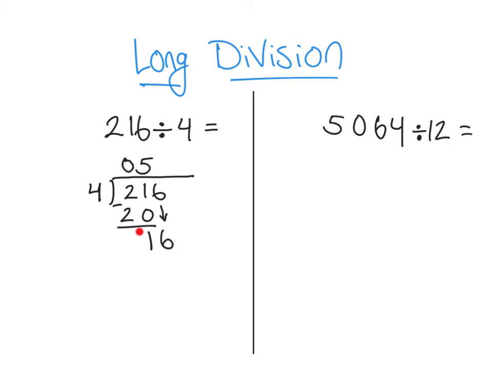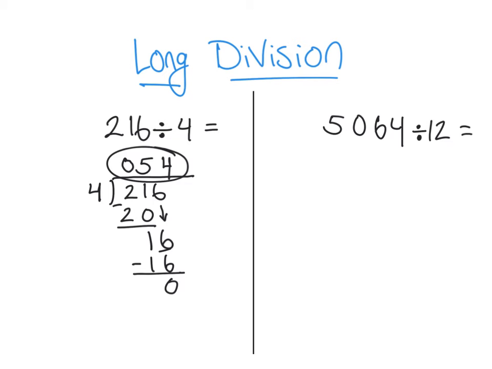So now I have this 16 to deal with, and I'm going to ask myself how many times can 4 go into 16? Well, the answer to that is 4 times. And I know that 4 times 4 is 16, and so I'm going to subtract 16 from the number that I was dealing with here, and I get 0. Okay, now there's no more numbers for me to bring down, and I ended with a 0, which means that my answer is just 54.